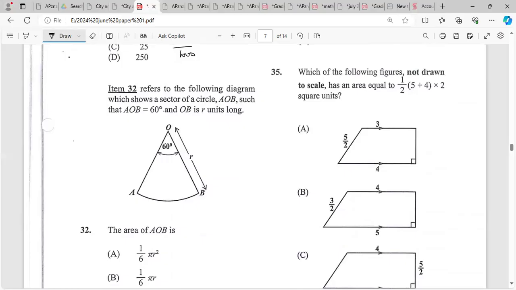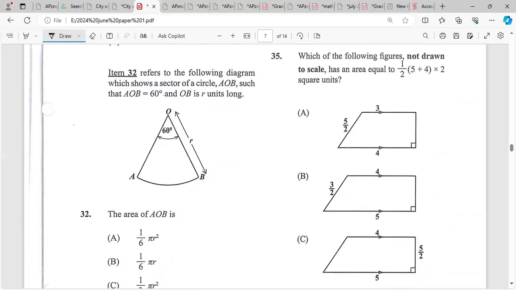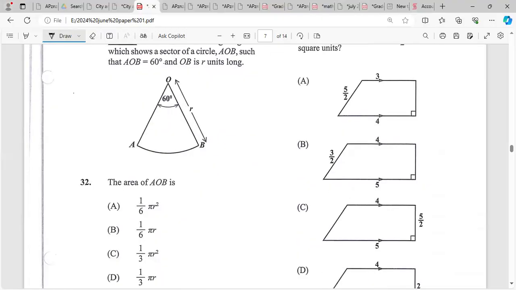Alright, item 32, we have the following diagram, which is a sector of a circle, AOB, such that angle AOB is equal to 60 degrees and OB is equal to r units long. For the area of AOB, we want the area of the sector, which is the angle over 360 times pi r squared. Of course, the angle is 60, so it's going to be 60 over 360 times pi r squared. You just want us to give the answer in terms of pi. So let's divide: 6 into 6 is 1, 6 into 36 is 6. So it's 1/6 pi r squared, which is actually A.